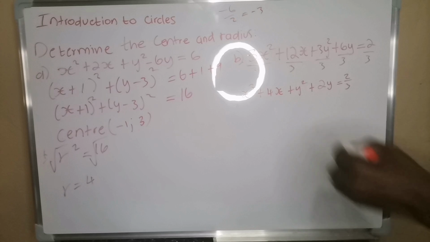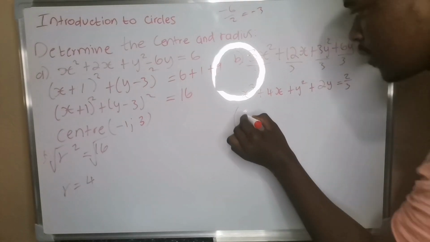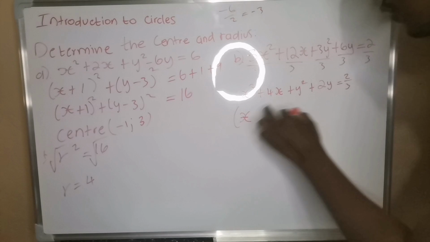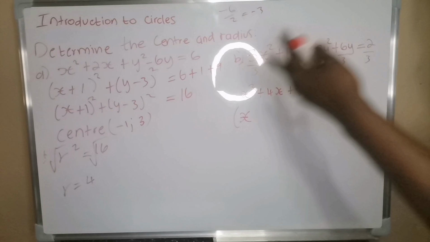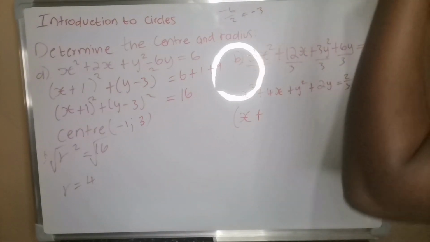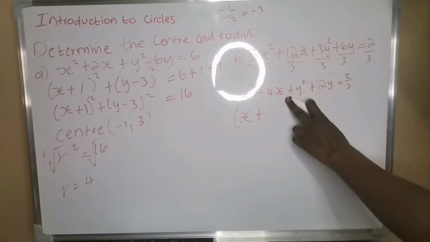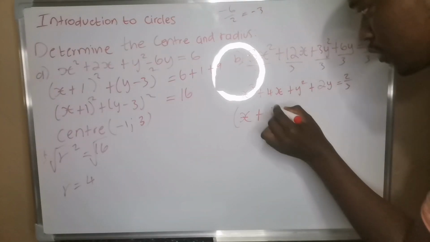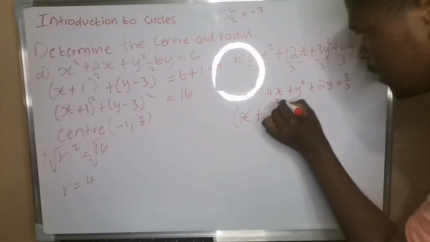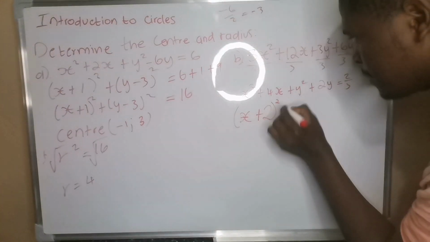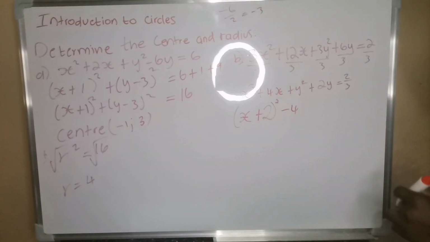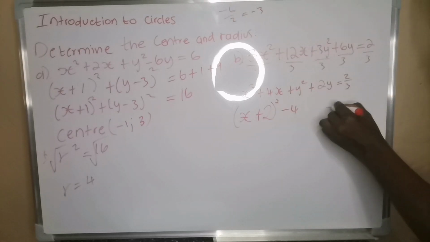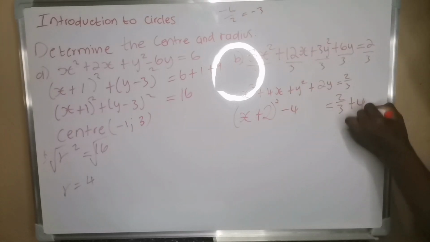Completing the square, surely you have already mastered it. For x, the coefficient is 4. Half of 4 is 2. 2 squared is 4. So we have plus 4 and minus 4, and so we are going to have minus 4 on the left. But if you go to the right, you are going to have 2 over 3 plus 4.